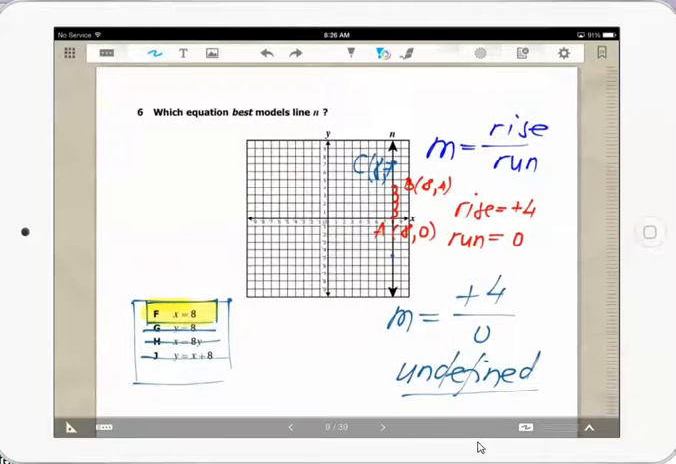Okay, line n has an undefined slope, or has no slope, because the run is 0, and every x on that line will equal 8, and that's why the equation of this line is just a simple x equals 8. This is it.